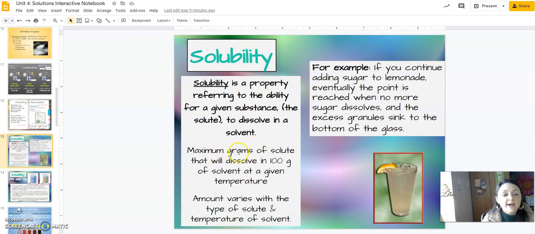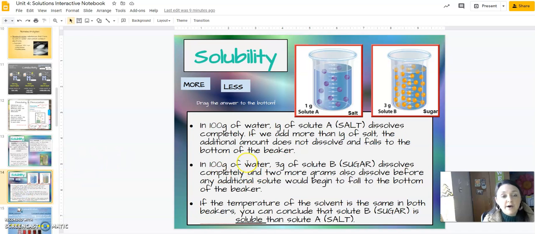The maximum solubility is the maximum grams of solute that will dissolve in 100 grams of solvent at a given temperature. This is going to vary based on a couple of different things, especially temperature, because we know if we increase the temperature, we can always dissolve a little bit more stuff. If you continue adding sugar to lemonade, there's going to be a point where the sugar is going to fall out on the bottom and precipitate, and no more is going to dissolve. These excesses are going to settle out on the bottom.